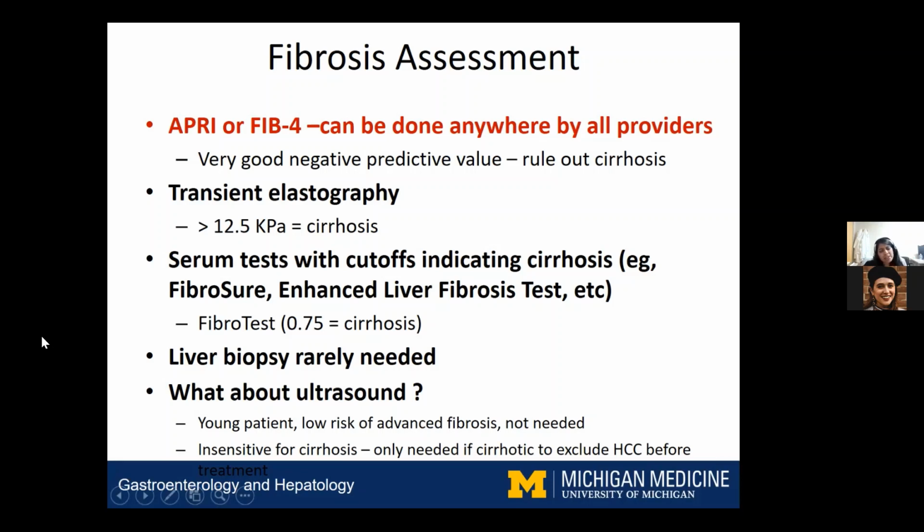A liver biopsy these days is rarely needed, for the reason that we have these above tests. And an ultrasound is not needed for all of our patients at baseline. Again, when we think about low threshold care and reducing barriers to initiating treatment, in young patients who are treatment naive there's a very low risk of advanced fibrosis, and typically an ultrasound is not needed before you initiate treatment.